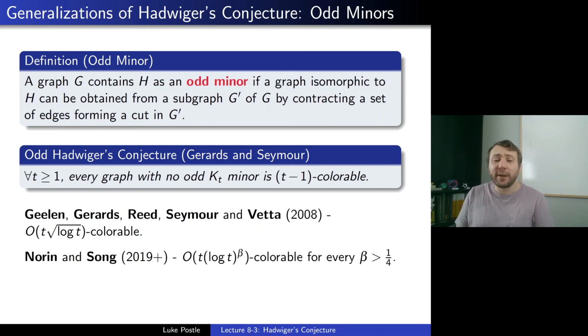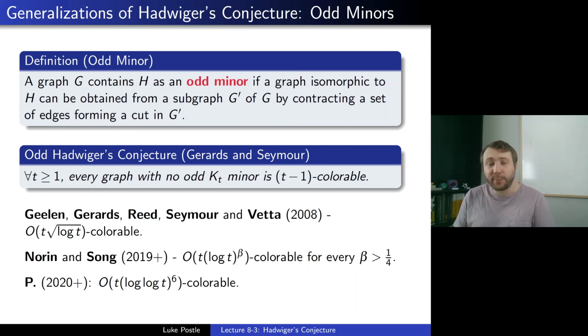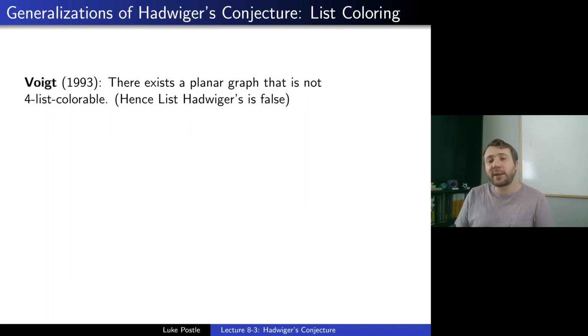And then Norin and Song were able to get the quarter proof to work for odd minors, and just this year I was able to get the log 6 proof to also work for odd minors, but that takes some more ideas. And the last generalization I want to talk about is again list coloring.